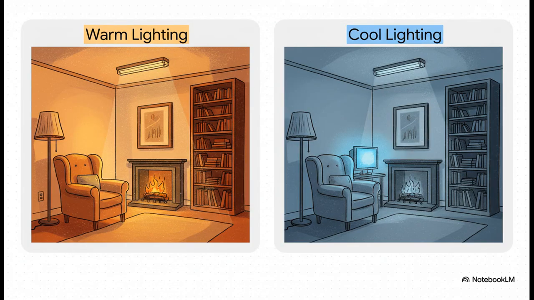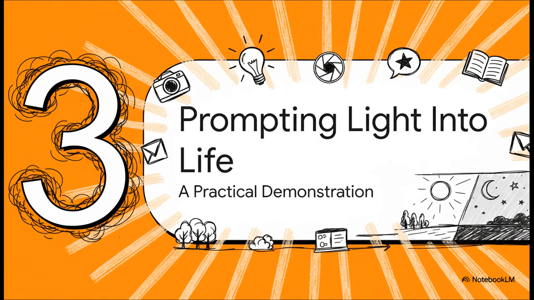And this is where psychology gets really fun. Warm, orangey light feels comfortable, nostalgic, safe. Think about a candle, a fireplace, a sunset. That feeling of safety is basically baked into our DNA. On the flip side, cool blue light feels more technological, sterile, maybe even isolating. You can instantly change the entire feeling of a room just by prompting for a change in color temperature. It's that powerful. Okay, enough theory.